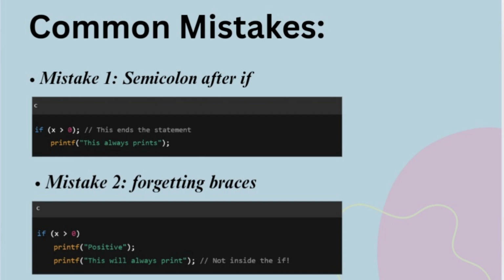Common mistake number 2: forgetting to use braces after an if statement. Let's say you have this code. At first glance, it might look like both print statements are part of the if. But here's the catch. Only the first line is controlled by the if. The second printf is outside the condition and will always run whether x is greater than 0 or not. To fix this, always use curly braces if your if block has more than one statement. This way, both statements only execute if the condition is true.